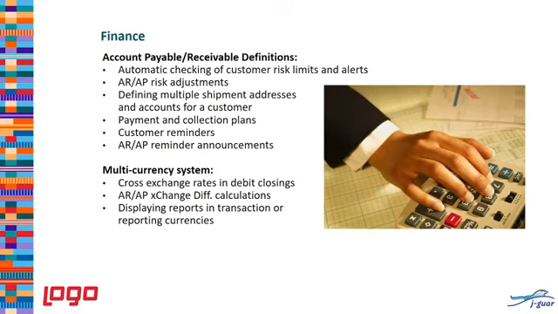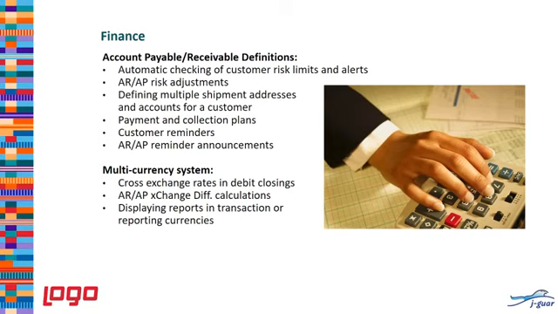Defining multiple shipment addresses as well as invoice addresses per account of each customer. You can have payment and collection plans, as we explained previously, which is very important in sales management and application of fines and controlling your cash flow. You can also have customer reminders on their debts, on their payables that you need to collect. And we can have, again, ARAP reminder announcements from the system itself.